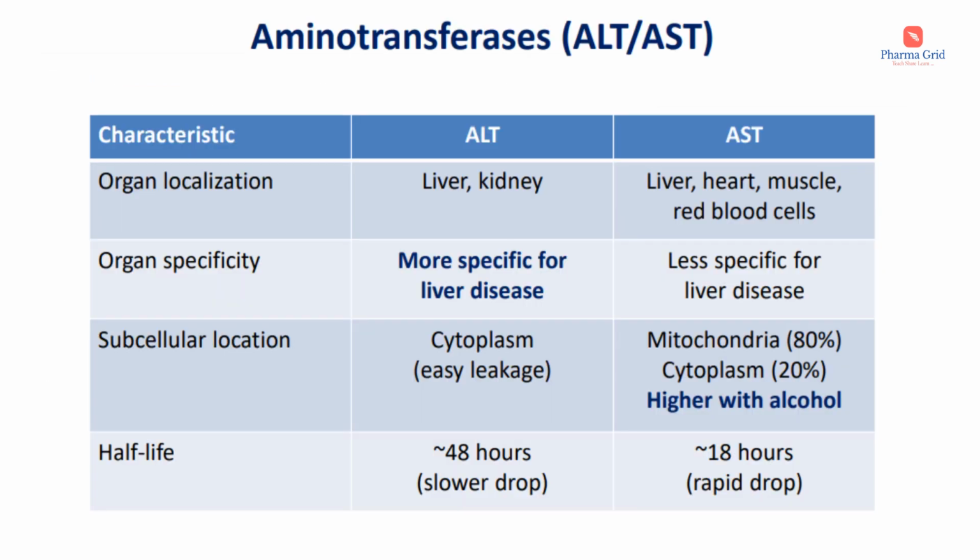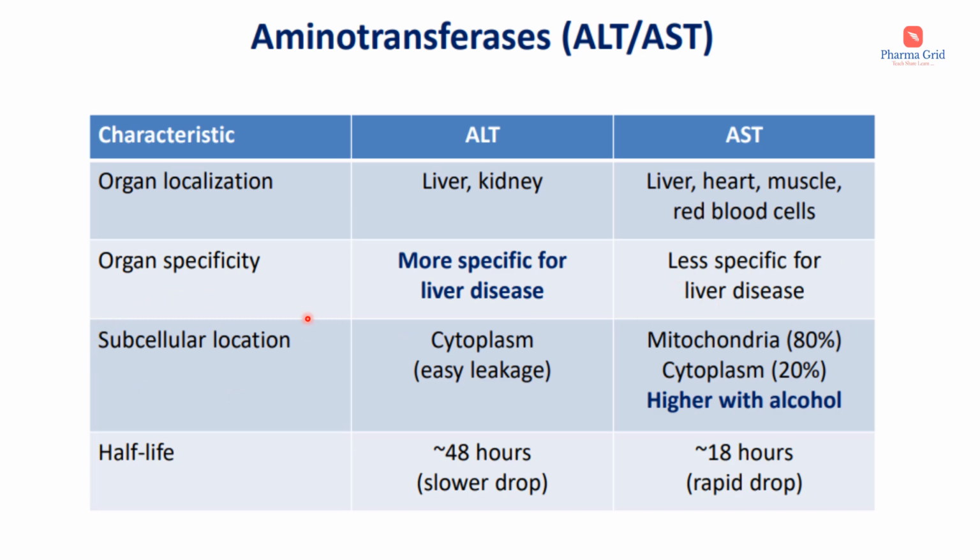In this slide, you can see the major differences between the aminotransferases, ALT and AST, that is, alanine aminotransferase and aspartate aminotransferase. Based on organ localization, ALT is mainly in the liver and kidney, whereas AST is in the liver, heart, muscle, and red blood cells. Coming to organ specificity, as we have already discussed, ALT is a more specific marker for liver disease, and AST is less specific for liver disease.